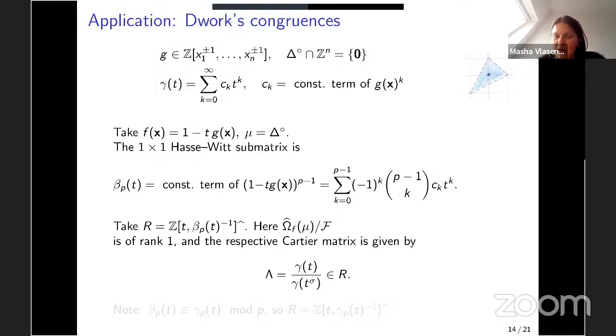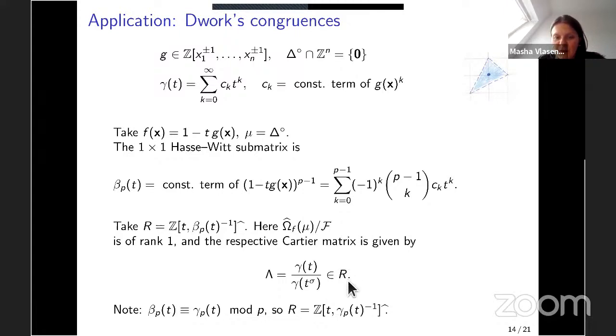So we just have to pick a proper linear combination of expansion coefficients of 1 over f to get the congruence. And let me also note that this beta p modulo p is congruent to the truncation gamma p, because here this is congruent to 1 modulo p. And therefore the ring where gamma p is inverted and the ring where beta p is inverted will have the same p-adic completion. This is an easy lemma to check.